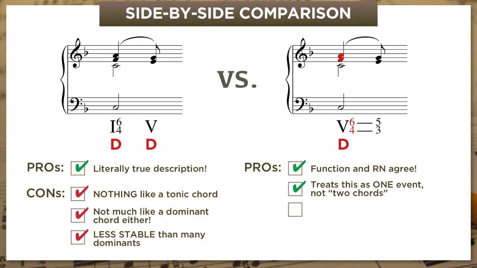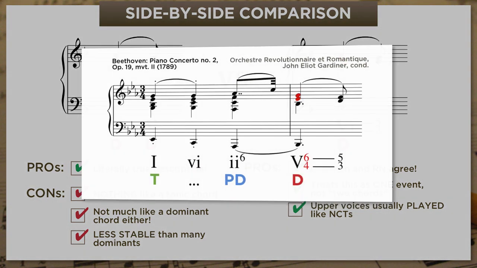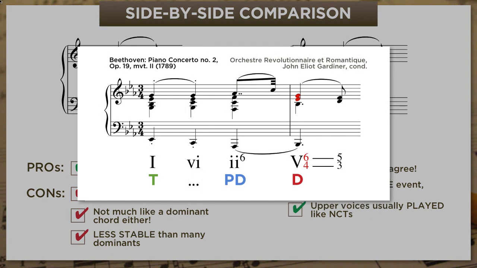Another pro is that performers almost always play the upper voices as though they were non-chord tones, which is to say they accent them, they lean into them, they play them like dissonances that need to resolve. And don't just listen to me, listen to John Eliot Gardner playing that Beethoven phrase again. He plays those red notes like appoggiaturas, not like chord tones.